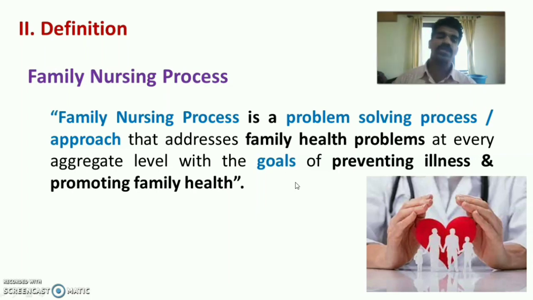So the family nursing process is a problem solving process or approach that addresses family health problems in detail, at every aggregate level, with the goals of preventing illness and promoting family health. The goals of the family nursing process are prevention of illness that affects the family members and thus promotion of the health of all the family members, that is, optimum or maximum health.